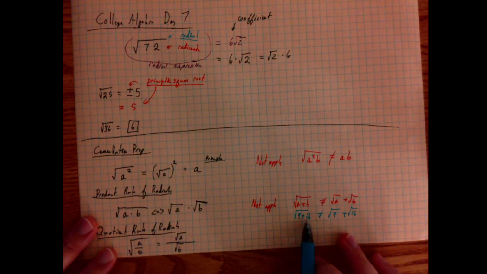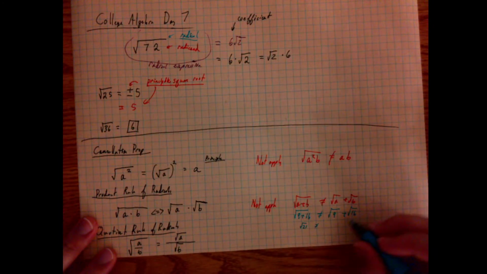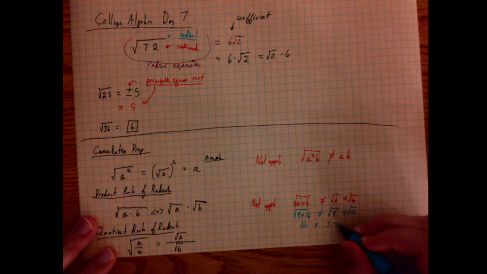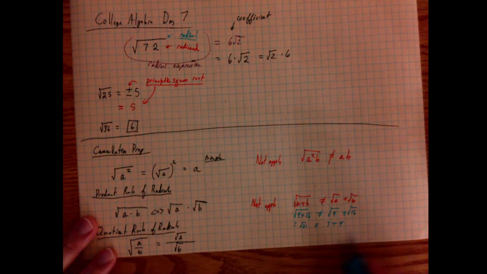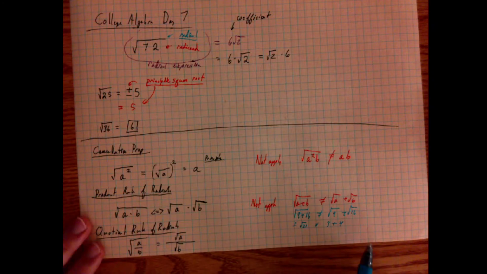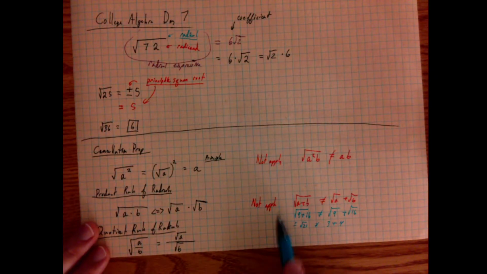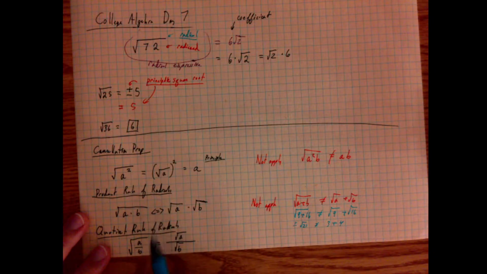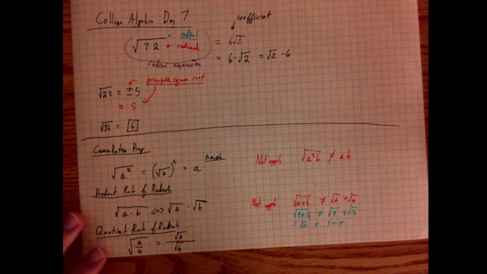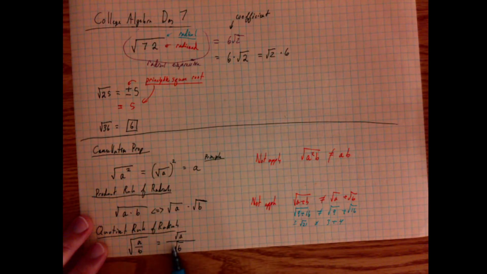Because 9 plus 16 would be 25, and the square root of 9 would be 3, the square root of 16 would be 4, but we all know the square root of 25 is 5. And 5 does not equal 3 plus 4. And so you cannot split these if there's addition involved. And the same goes for subtraction. You cannot split if there's addition or subtraction. You can only split if there's multiplication or if there's division. And you cannot join if there's addition or subtraction. You can only join if there's multiplication or division.